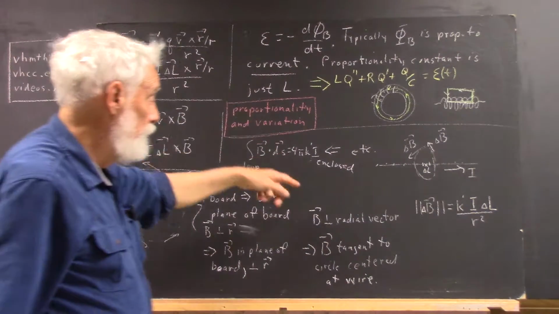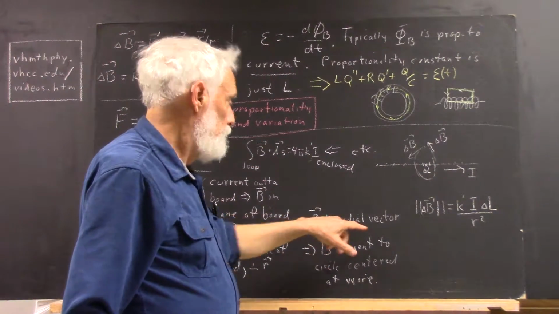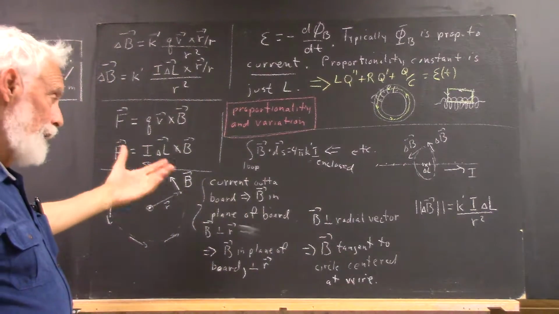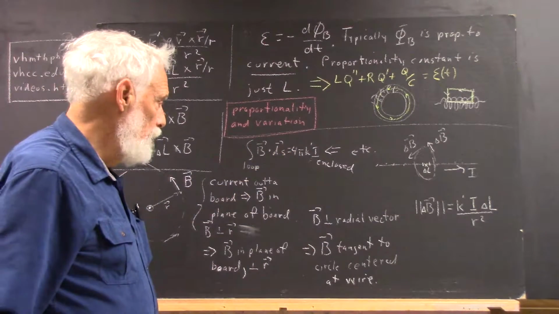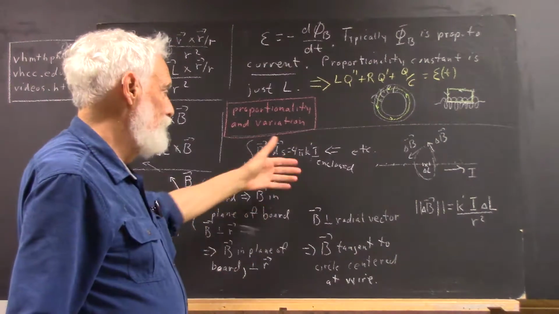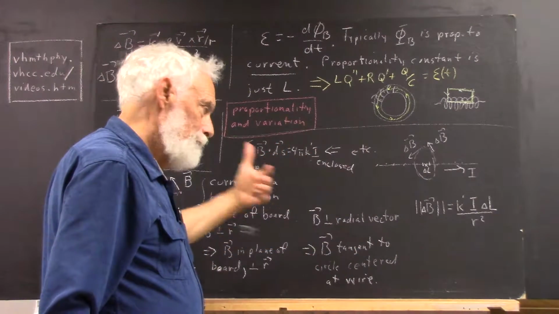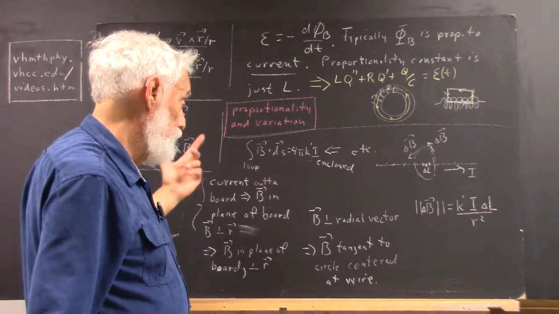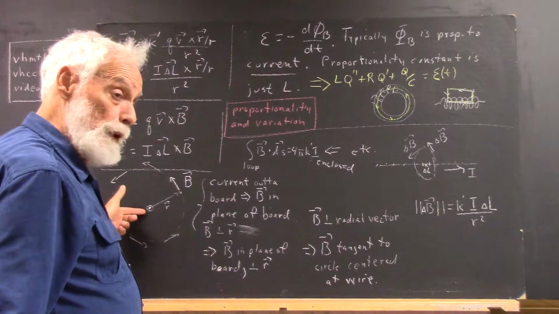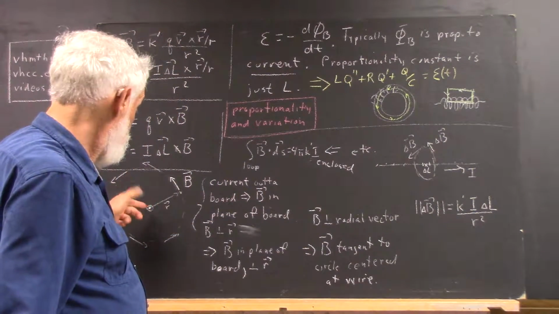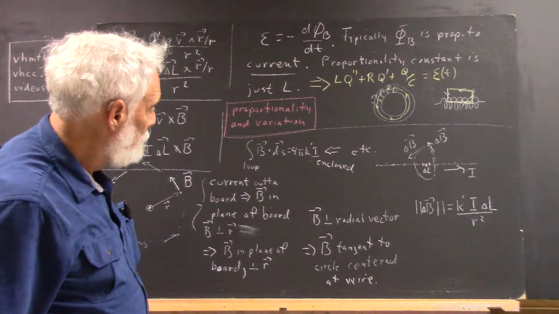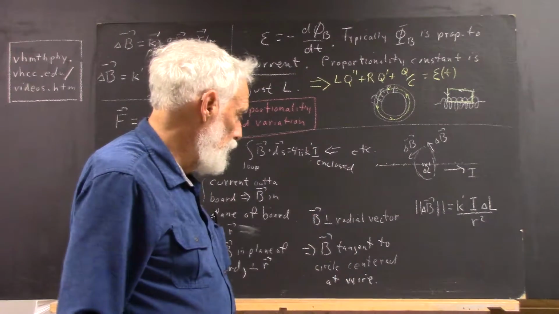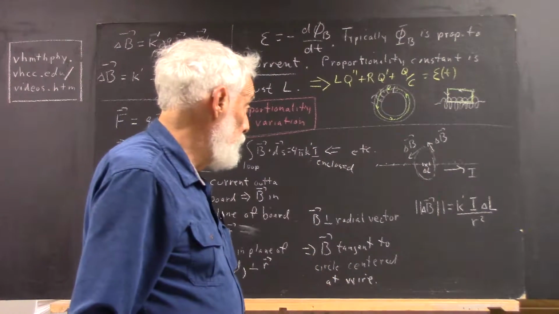So the B vector is perpendicular to the radial vector, R being the radial vector for this circle. I haven't written down a lot of qualifying information, so we have to say, the radial vector to whatever circle the point lies on, whatever circle centered at the current segment. Since B is perpendicular to the radial vector, it's tangent to the circle centered at the wire.